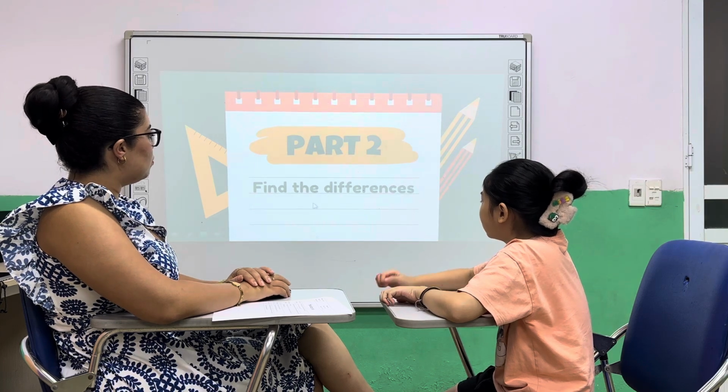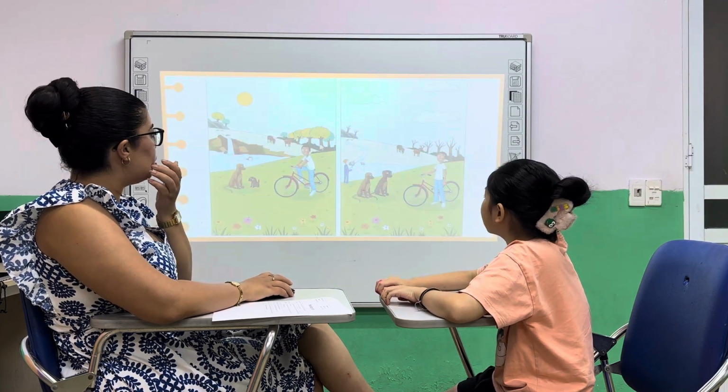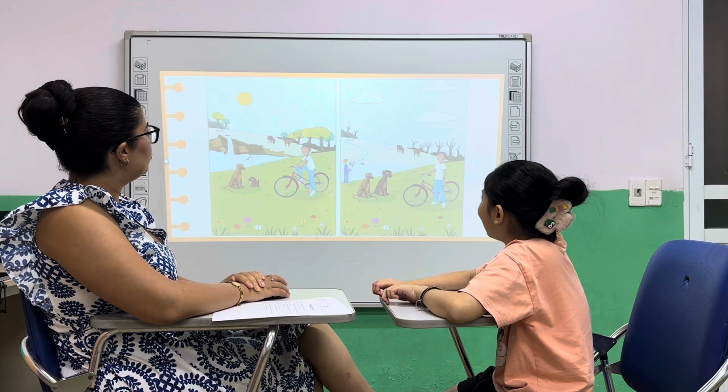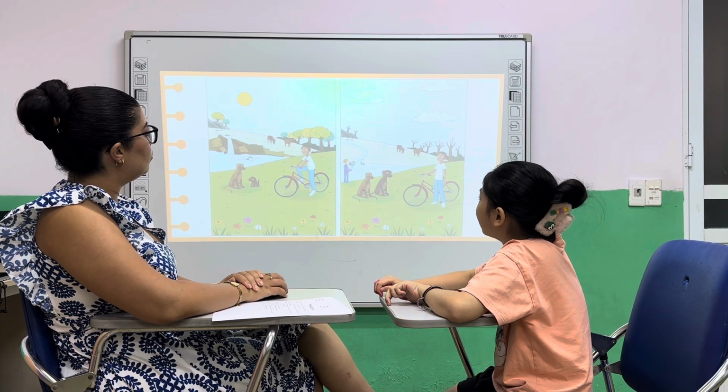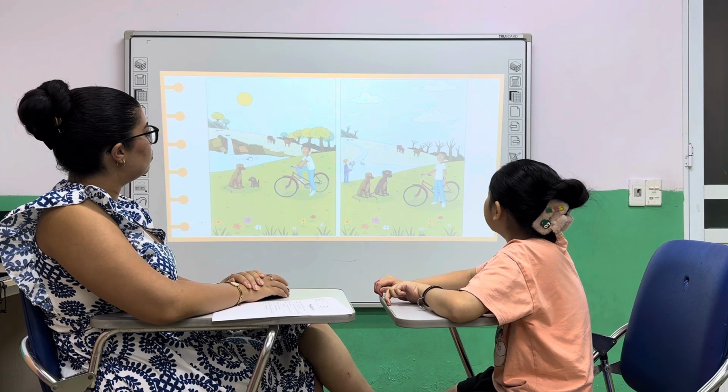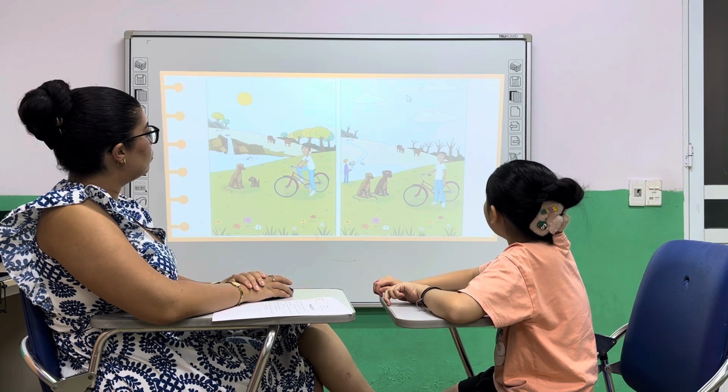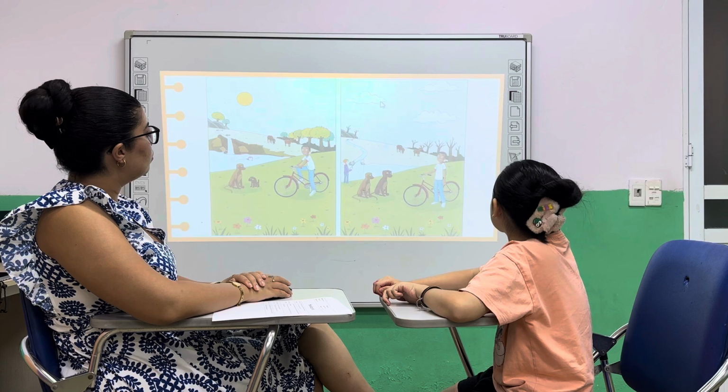Okay, now part 2. Can you find the differences between picture 1 and picture 2? Picture 1, in the sky have a sun. In picture 2, in the sky have a rainy cloud.